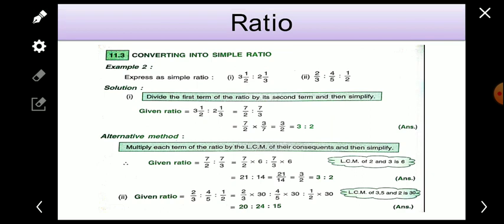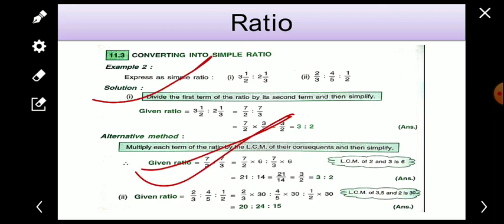So here you can see that it has been multiplied by 6 and it has been multiplied by 6. 7 by 2 has been multiplied by 6 and 7 by 3 has been multiplied by 6. Why? Because 6 is the LCM of its consequents. Now on simplifying, we have got 21 is to 14. Again, if we simplify it, then 3 by 2, it means 3 is to 2. So we have got two ways to simplify the ratio.